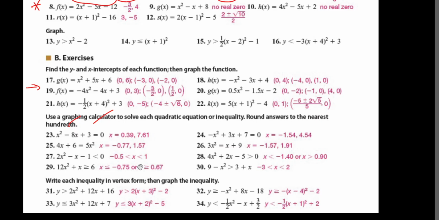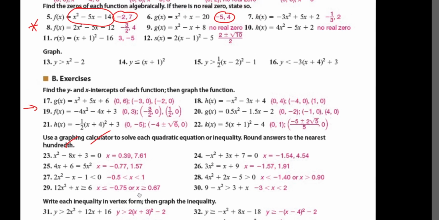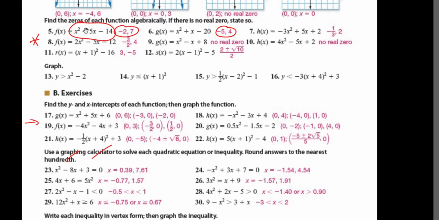So, did we do the right one? Oh, that one right there. Yep. This says find the zero. See how the answer is? It's just -2 and 7. It's not -2, 0, 7, 0. So that's the difference. That's the only difference there. All right, so it's f of x. That's what I was looking for.